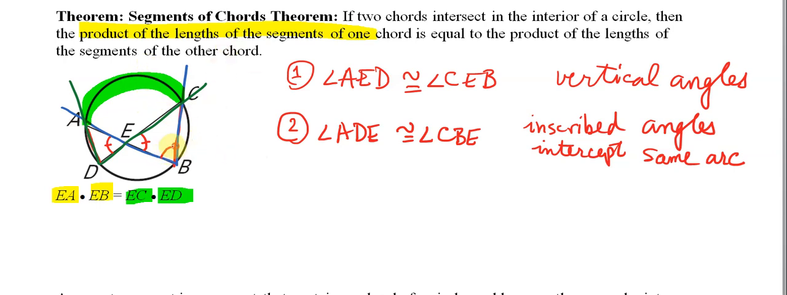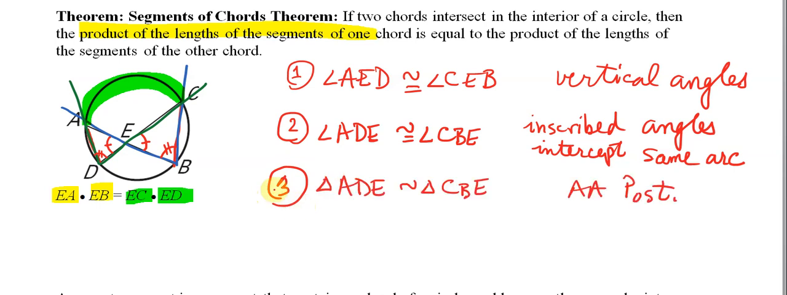Now let me put these marks in here. And now with that information, it is enough to say that the two triangles are similar to each other. Triangle ADE and triangle CBE. Okay, so that's the angle postulate.